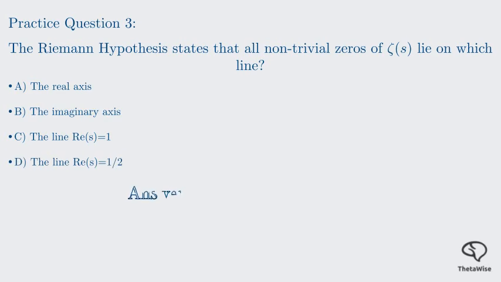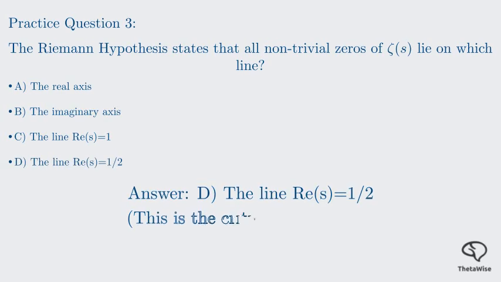The hypothesis is specifically about the non-trivial zeros, which are complex numbers. It states they all lie on the vertical line where the real part is 1/2, known as the critical line. I hope these questions helped clarify the key points of our discussion.